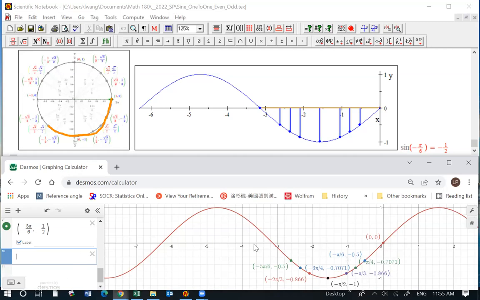Okay, and next is -pi, of course, right? Keep going, right? And we're gonna get -pi. Boom. And what is that blue number? 0.